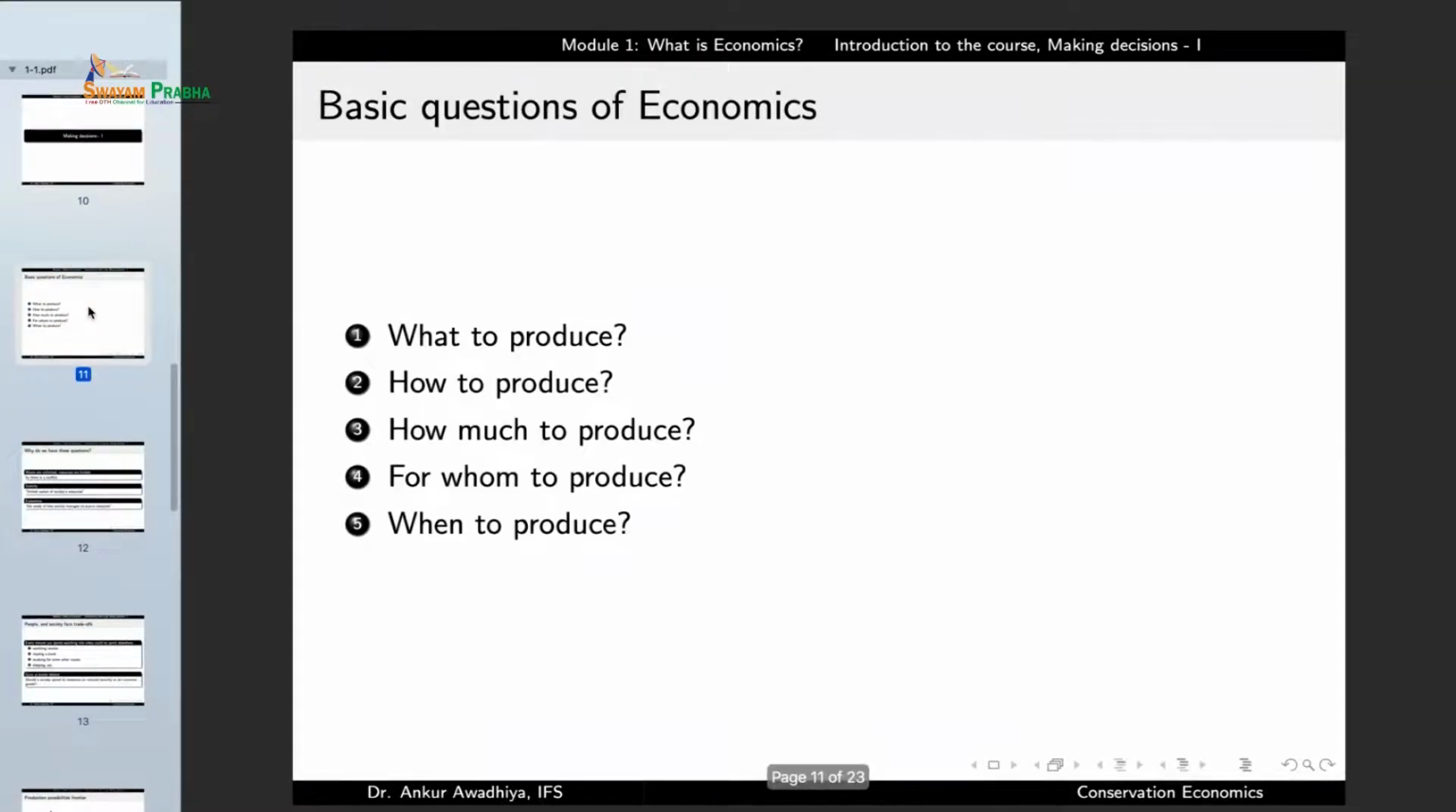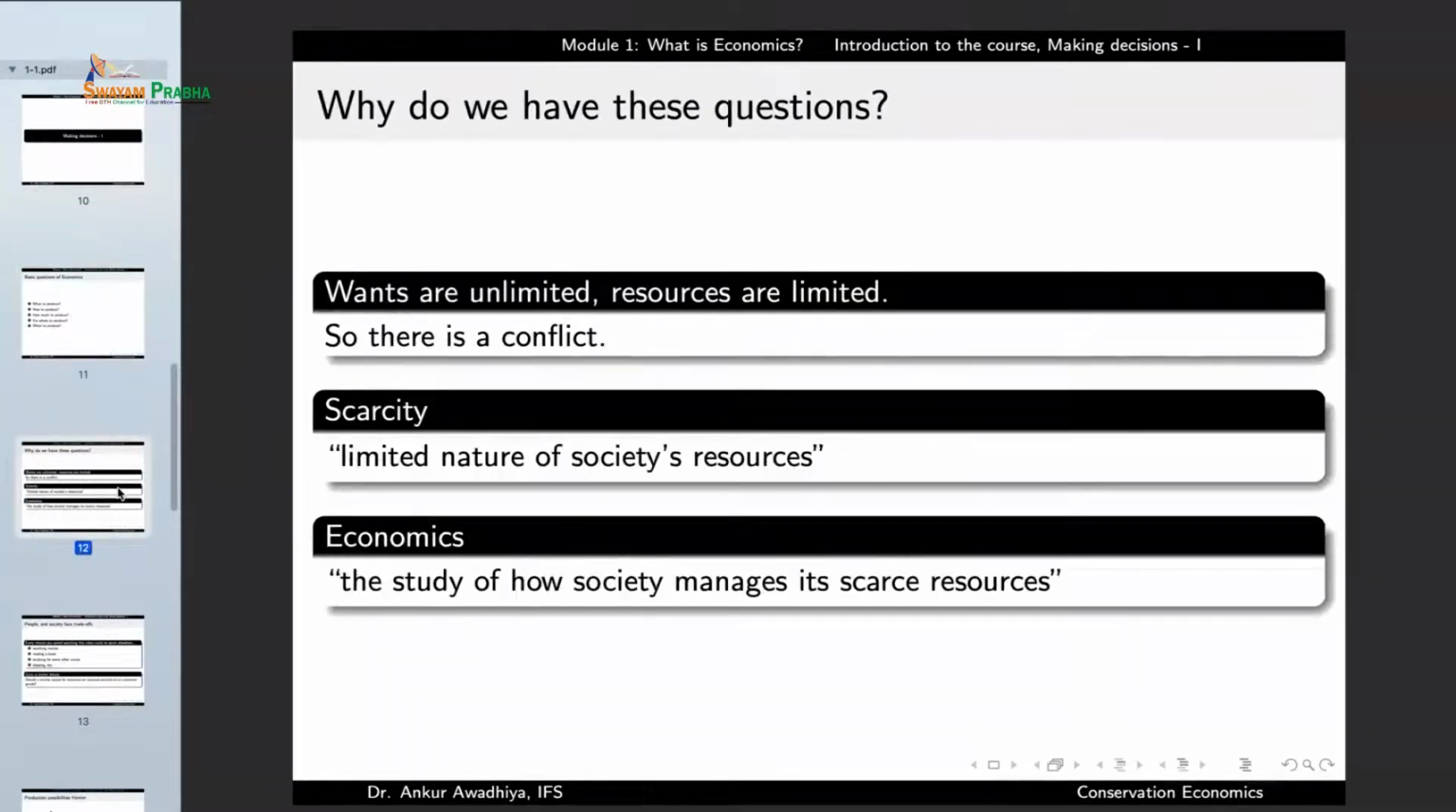So we have explored that there are certain basic questions of economics: what to produce, how much to produce, for whom to produce, when to produce, and so on. Now, economics helps us answer these questions. And in this course, we shall explore how these questions are answered. But the question is, why do we have these questions in the first place? We have these questions because the wants are unlimited, but the resources are limited.